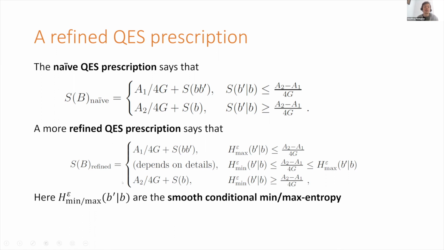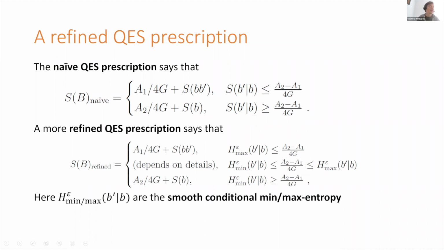Similarly, we get the generalized entropy of surface gamma 2 if the conditional smooth min entropy is bigger than the area difference. Okay, that's smaller than the von Neumann entropy, so again, it's the stricter condition. That means we have some intermediate range where the conditional smooth min entropy is smaller than the area difference, but the conditional smooth max entropy is bigger.